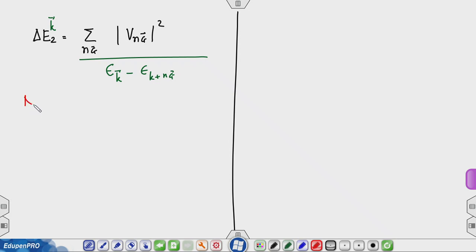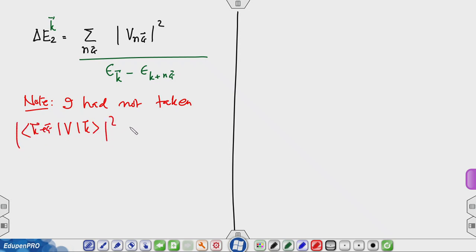Note, I had not taken V k, k plus g mod square in the previous slide. Please correct it.